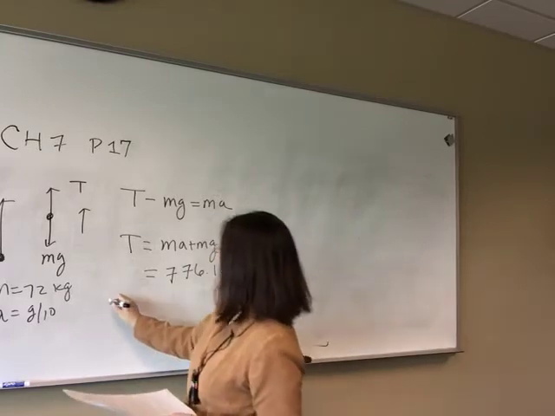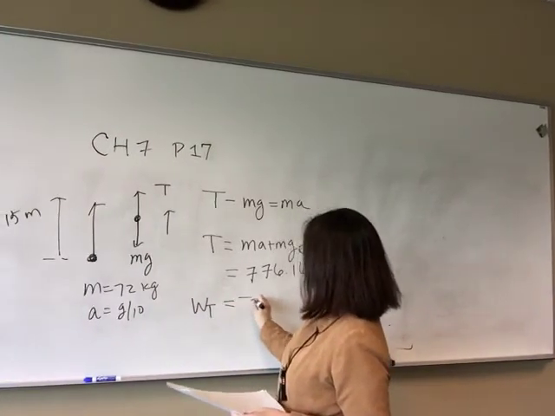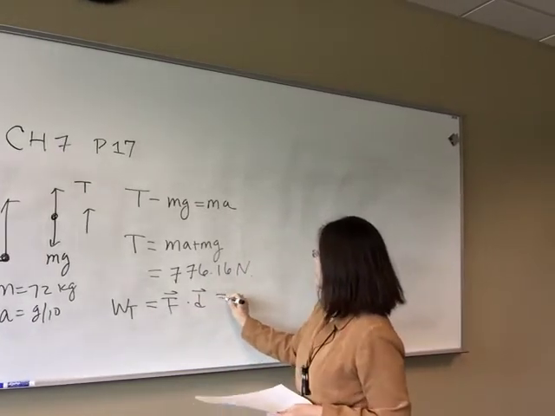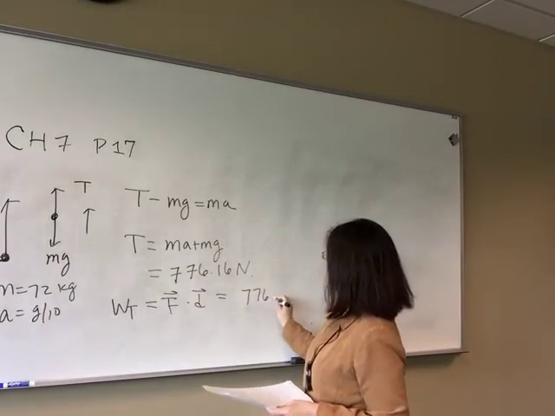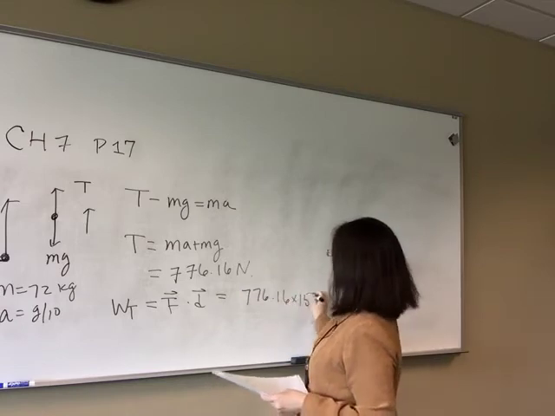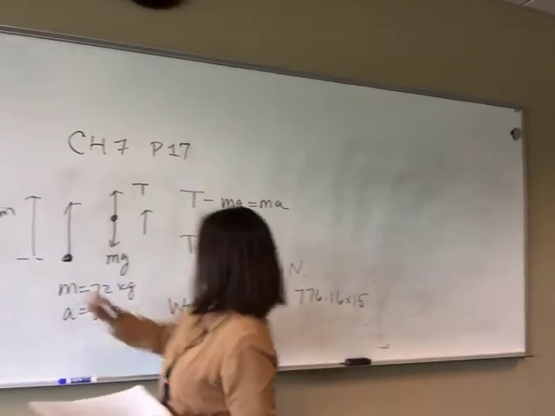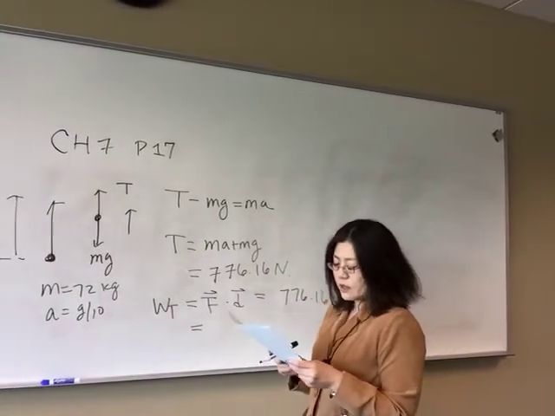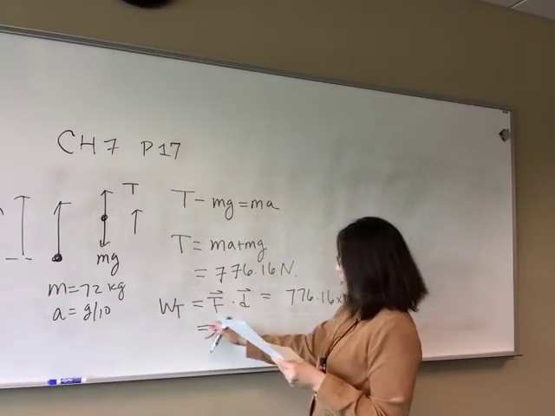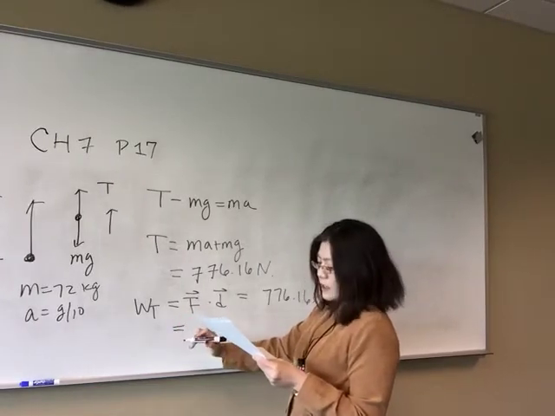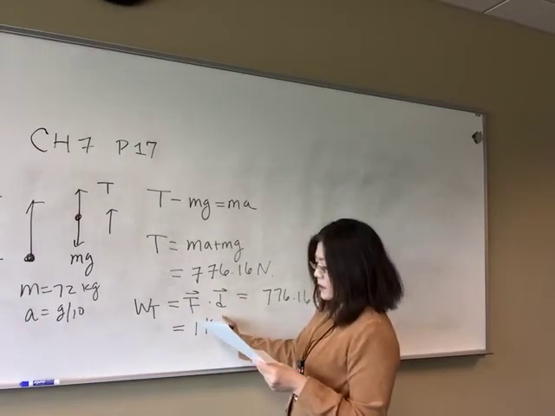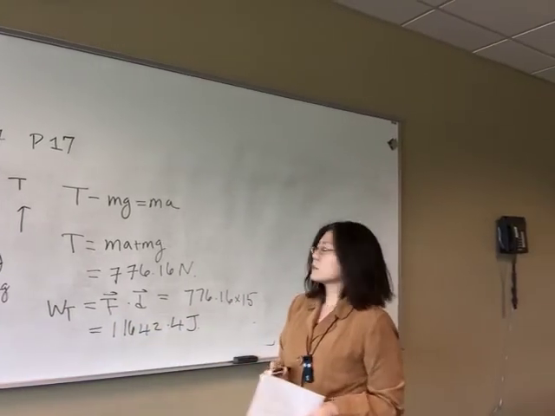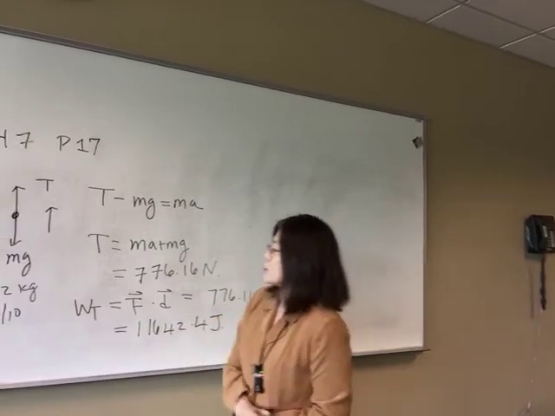Okay, so how much work is done by tension? Of course, that will be just F dot d, whatever tension that you have. So tension has 776.16. Displacement is 15. They're both in the same direction, so it does positive work, which means that the kinetic energy has to be increased. So what is the amount of work done by the tension? That will be 11642.4 joules. This is the work done by tension.